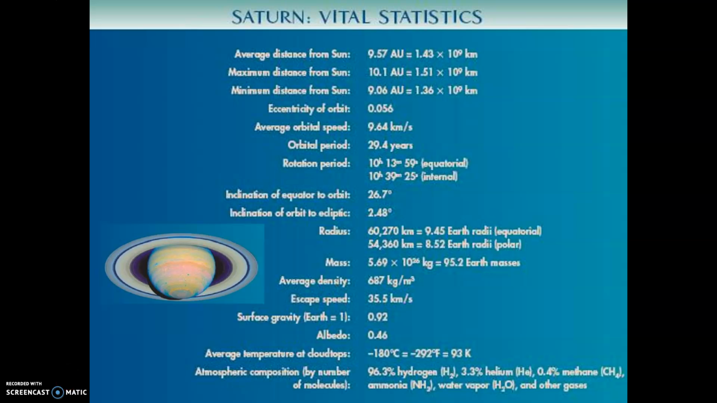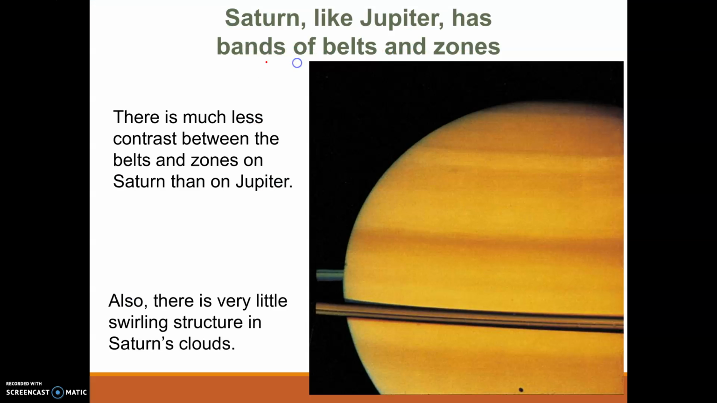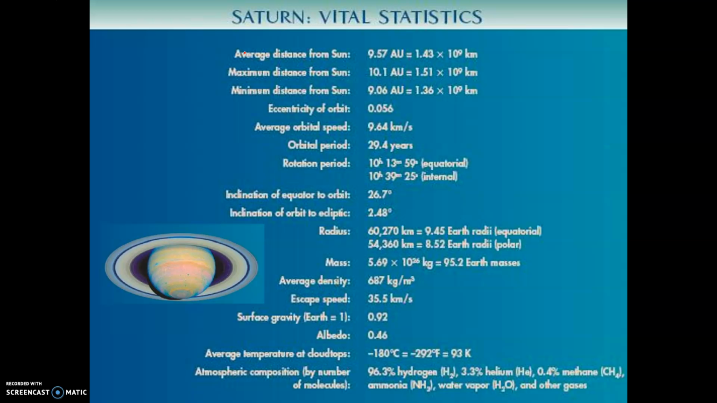Hi everyone, so we're going to continue here with our Jovian planets. Again, some numbers that I want you to be familiar with is our average distance from the sun, right here, 1.43 times 10 to the 9th kilometers. So in numbers, we can see that here.